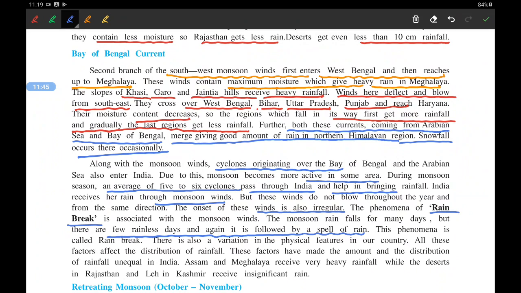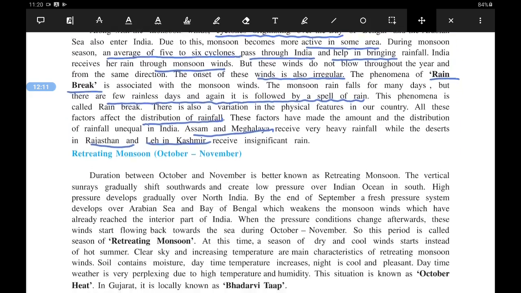There is also variation in the physical features of the country. All these factors affect the distribution of rainfall, and due to that the distribution of rainfall differs from place to place. Like in northeastern India, rainfall is very high, while in Rajasthan or Gujarat it is less. This has made the distribution of rainfall unequal in India. Assam and Meghalaya receive high rainfall, while the desert of Rajasthan, Leh and Ladakh receive very little rainfall.